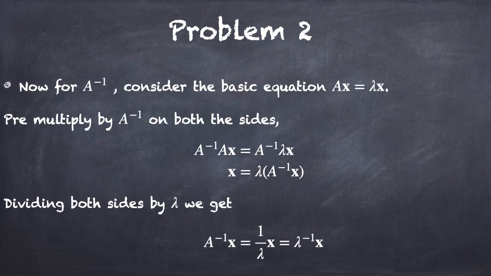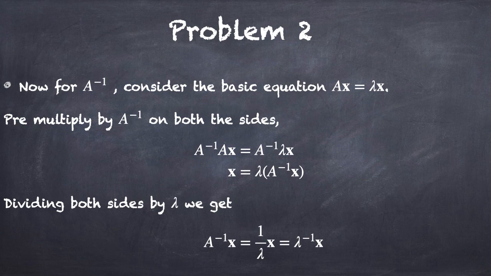Now for A inverse, consider the basic equation once again, which was Ax equals lambda x. This time we'll pre-multiply by A inverse on both sides. So A inverse times Ax equals A inverse lambda x. On the left hand side, A inverse times A becomes the identity matrix, and the identity matrix times x is x itself, so the left hand side is just x. On the right hand side, once again, we factor out lambda because it is a scalar, so we have lambda times A inverse x.